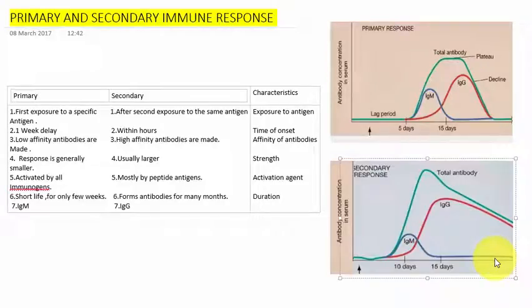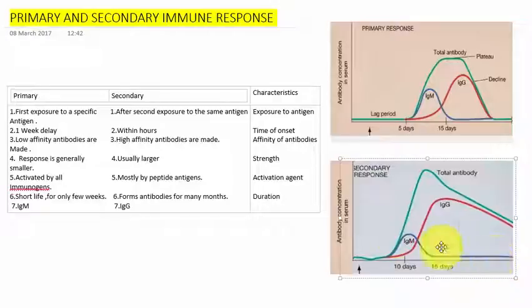Today we are going to learn about the primary and secondary immune response. The immune response is designed in such a way that it can act as a defense mechanism. It can fight and prevent us from infection. So let's discuss the primary immune response.